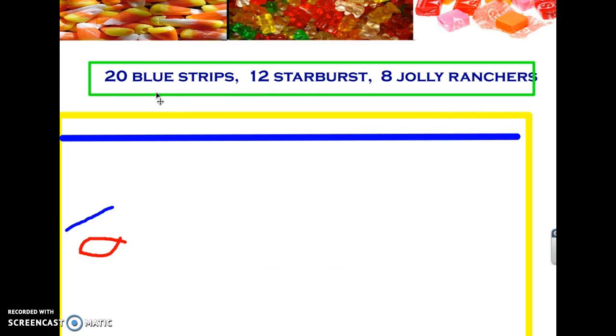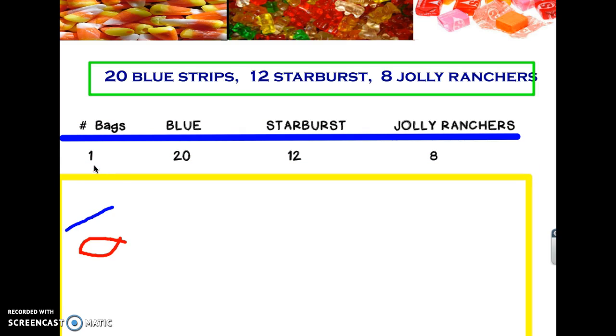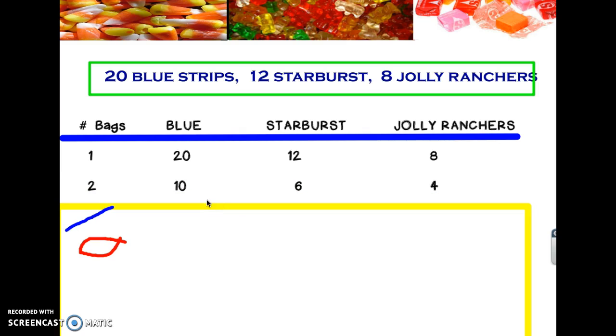We took 20 blue strips, 12 starburst, and 8 Jolly Ranchers and asked ourselves, how could we divide these quantities evenly or share them evenly? So we put the food in bags and said, well, one bag would be 20 blue, 12 starburst, and 8 Jolly Ranchers. That's what we're given. If we made 2 bags, there would be half as many blue, so 10, half as many starburst, 6, and half as many Jolly Ranchers, 4.